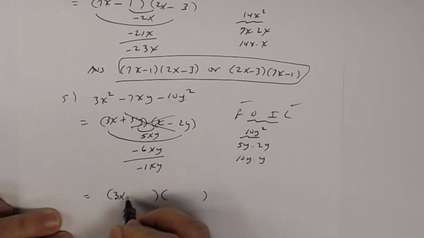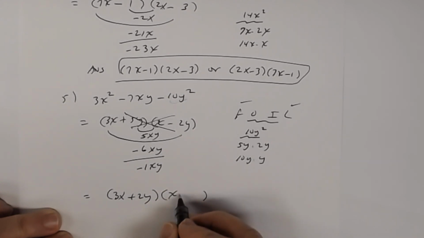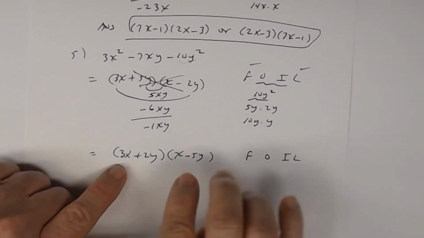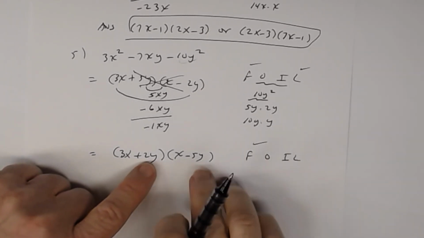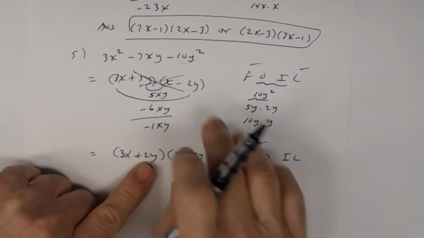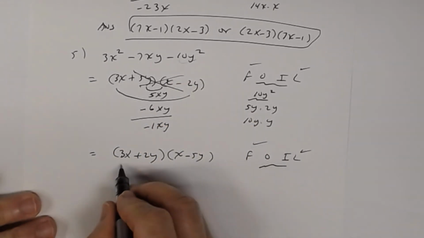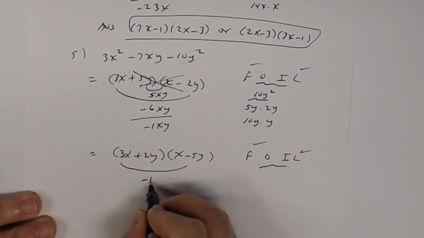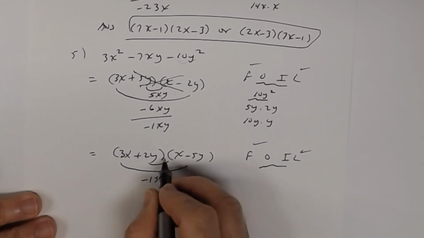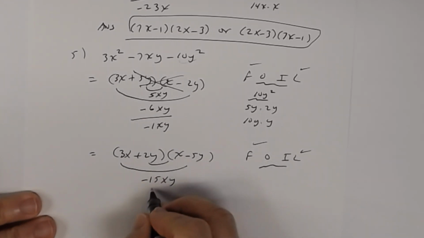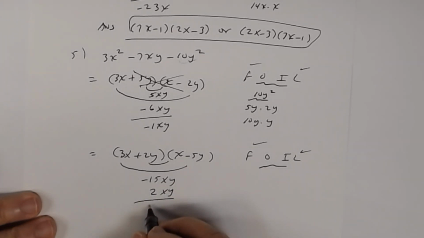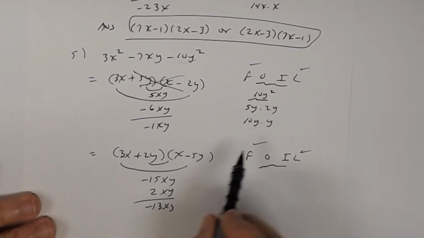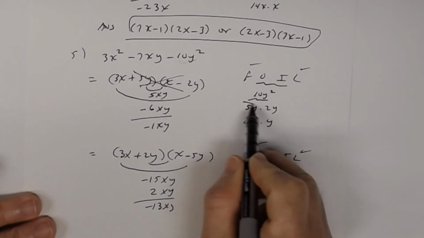So I get 3x plus 2y, and then x minus 5y. So let's see if that works. So let's do FOIL again. 3x times x, 3x squared. The last, 2y times negative 5y is negative 10y squared, so that's good. Now let's do the outer and the inner. The outer, 3x times negative 5y is negative 15xy. The inner, 2y times x is 2xy. When I add them up, though, I get negative 13xy, and that's not what I wanted either. So that kind of means that this is not going to work.